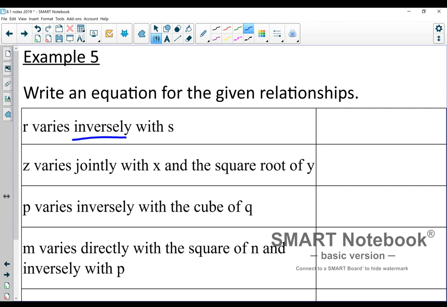It varies inversely. That's one where we're dividing. So r equals a divided by s. Varies jointly. So we know that's like directly. So z, and with more than one thing. So z equals a times x and the square root symbols like this. Ax square root of y.